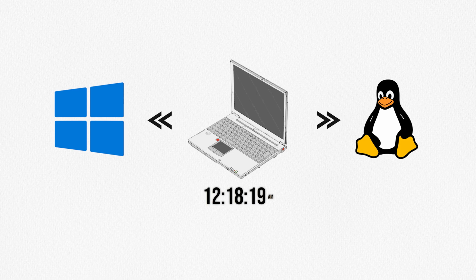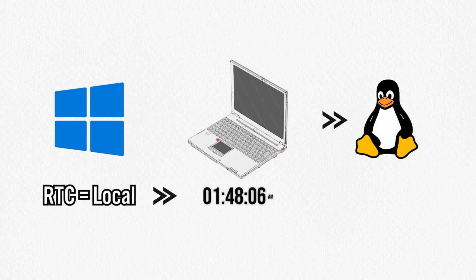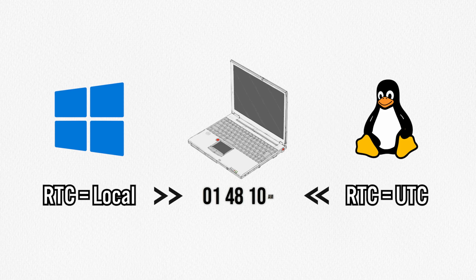But here's the catch. Windows typically uses local time. This means it adjusts the hardware clock based on your current time zone. Linux, however, frequently defaults to Coordinated Universal Time or UTC. And because of this mismatch, your system clock gets messed up when switching between the two.